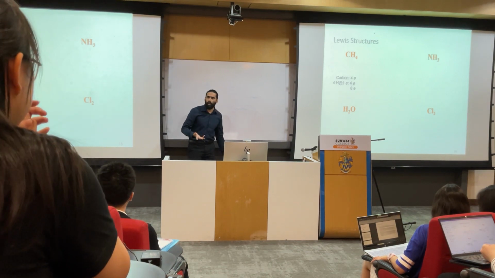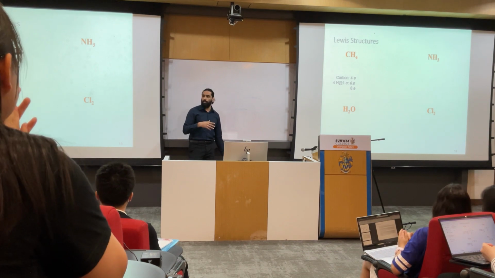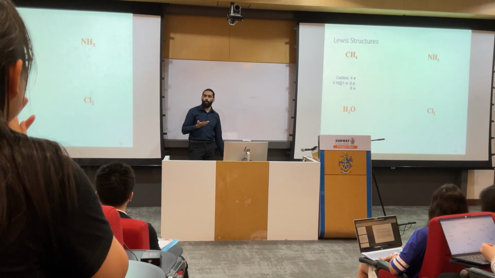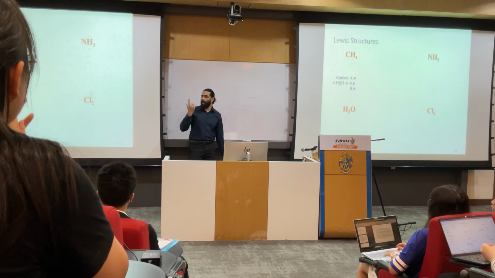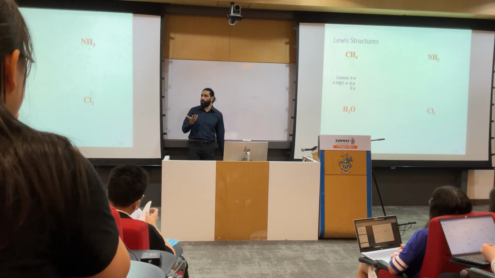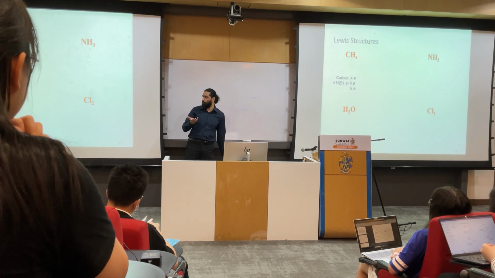So what you need to tell first is what are the elements? Carbon, and then there are 4 hydrogens. So carbon comes from group 4, so it will have 4 electrons, right? Hydrogen only has 1 electron, but we have 4 hydrogens, so altogether we have 4 electrons. So 4 plus 4 is 8 electrons, right?